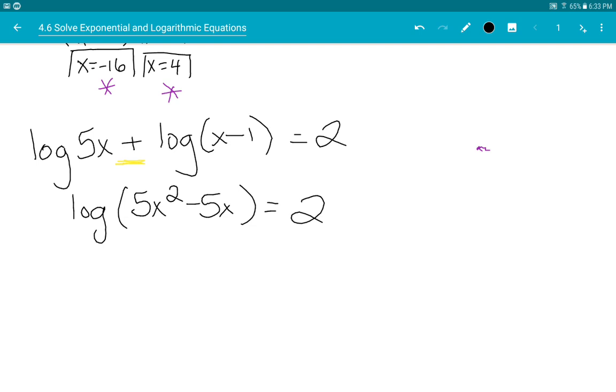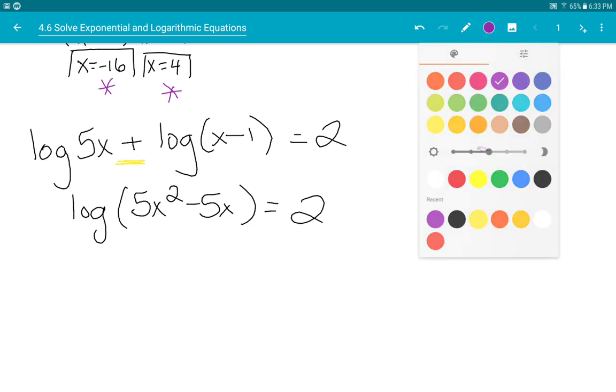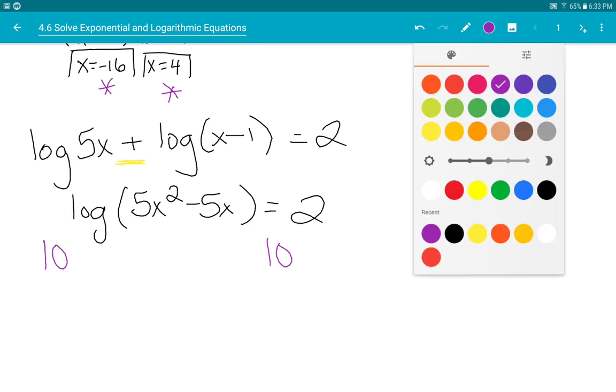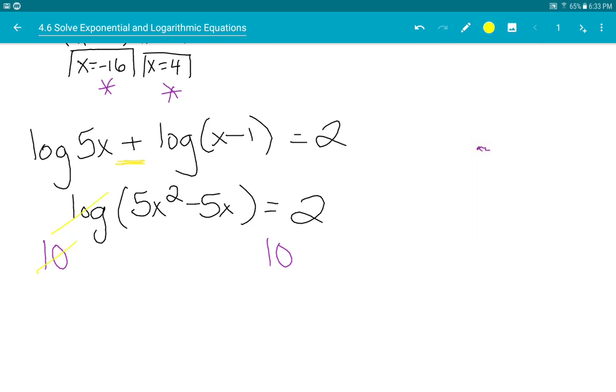Now here we don't visibly see a base. So what's the base for the log? The base that we're going to use here is 10, because we know that if we don't see the base, it's the common log. That's the base we want to use. The log here cancels with the 10. So we're going to have 5x squared minus 5x equals 10 to the second power, which is 100.